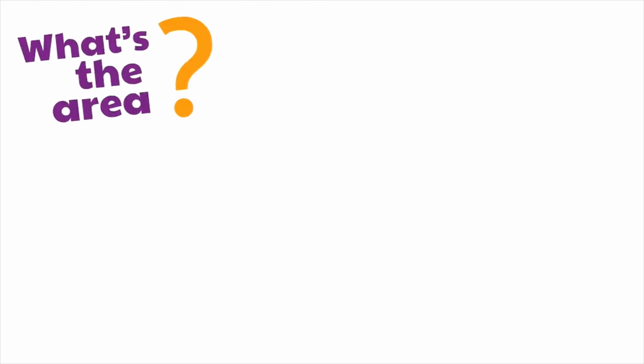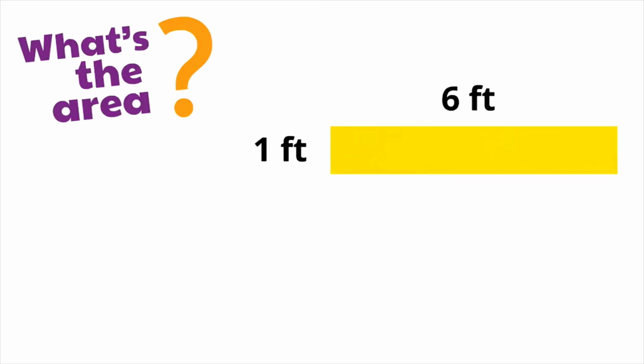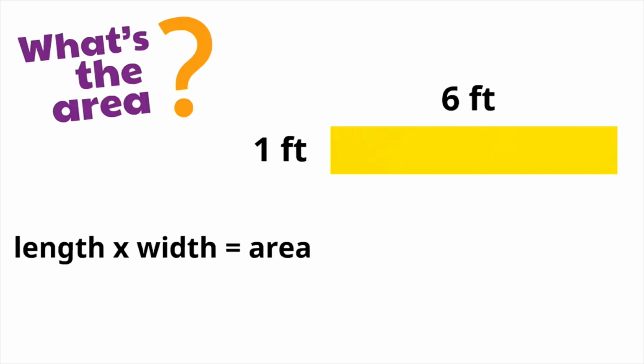Let's say we want to find the area of this rectangle. It is 6 feet long and 1 foot wide. Remember, to find the area of a square or a rectangle, all we have to do is multiply the length times the width. The length times the width is the area. It's just simple multiplication. So we would write 6 times 1. 6 times 1 will give us the area of this rectangle.